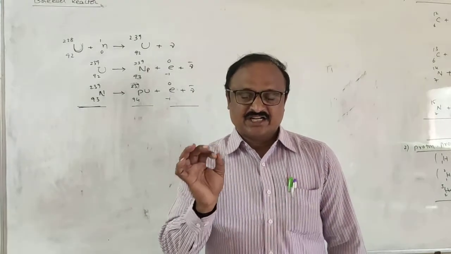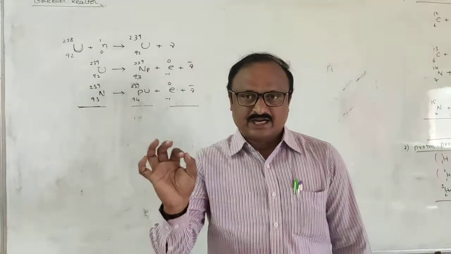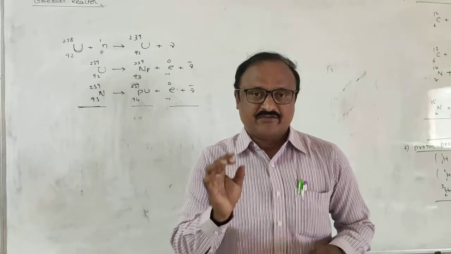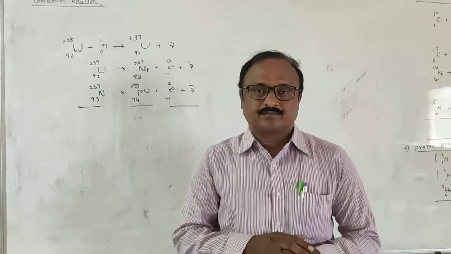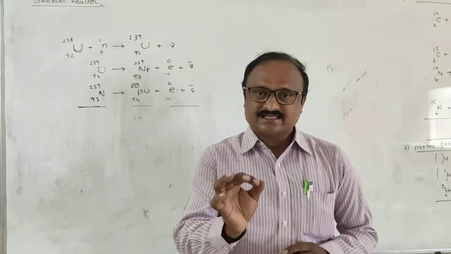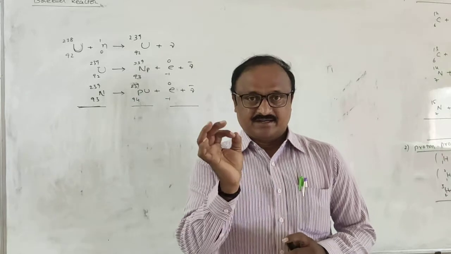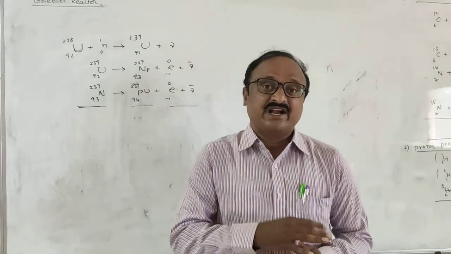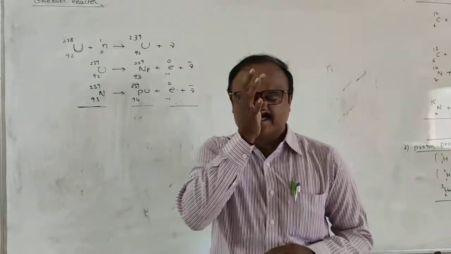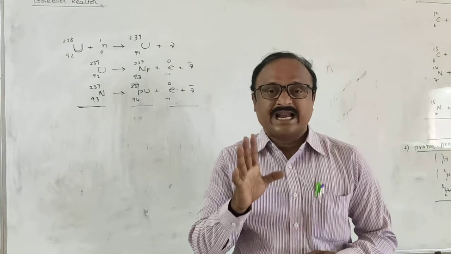Chain reaction conditions means, first one, one thermal neutron is essential. For the nuclear fission of uranium-235, one thermal neutron is compulsory. Next one, mass of the fuel should not be less than a certain minimum value, which is equivalent to the critical mass of the fuel. For uranium-235, critical mass is equal to 10 kilograms.